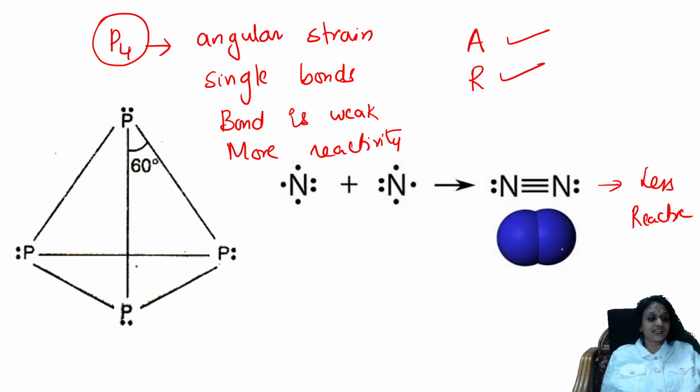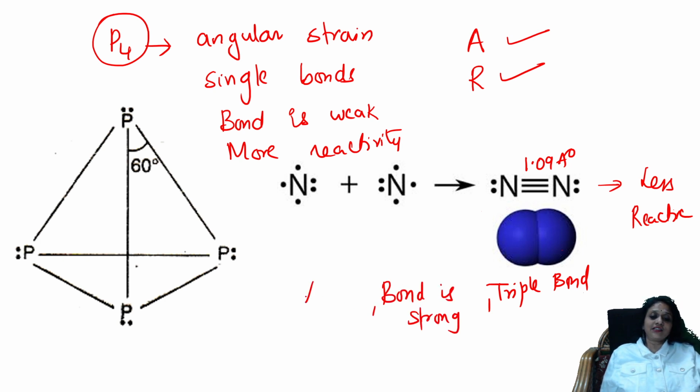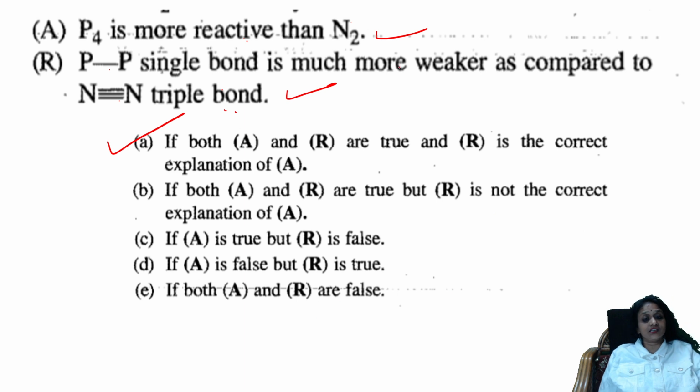Why? The bond distance between them is 1.09 angstroms. Very, very tightly packed. In the case of nitrogen, it is a triple bond. The bond is strong, and that's why it is less reactive. That's why both the assertion and the reason are right. Easy? Very good. Now let's see the next question, students.